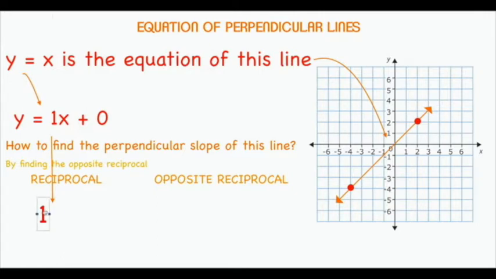So if we get back to our equation, y equal 1x plus 0, we take 1 as the original slope and then make it reciprocal. It will become 1 over 1, or 1. And the opposite reciprocal of 1 is negative 1 over 1, or negative 1.